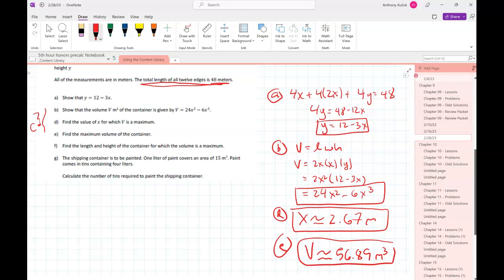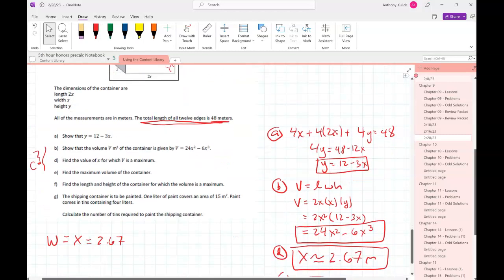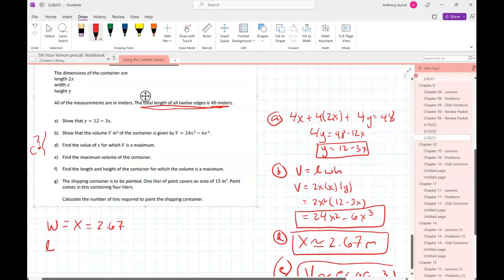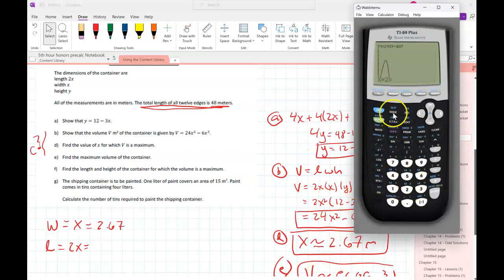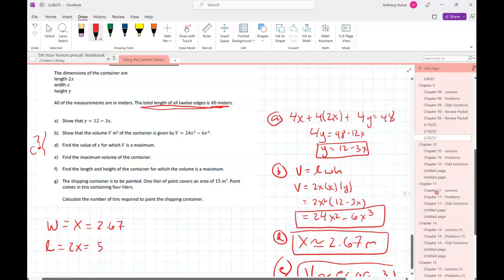All right. It says find the length and height of the container for which the volume is maximum. Well, I know the width is equal to x, which is 2.67. I know the length is equal to 2x, so that's going to be 2.67 times 2. So 5.34. Shame I couldn't do that in my head.